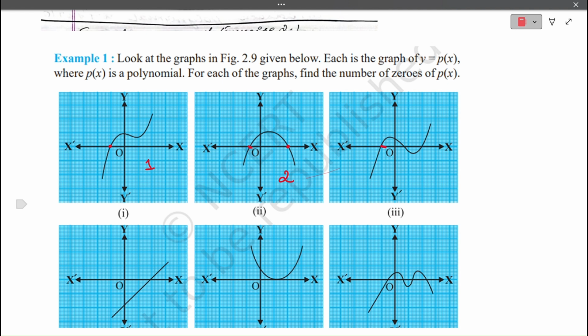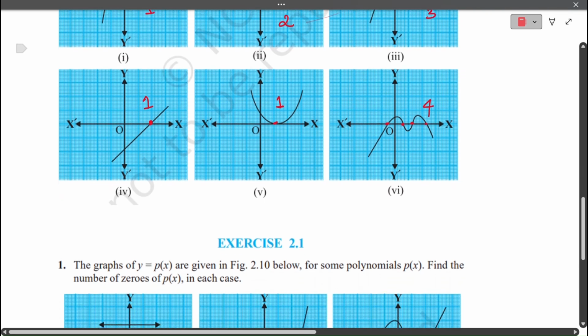It is intersecting at 1, 2 and 3 points. So there are 3 zeros. Here it intersects at 1 point. So 1 point, 1 zero. Here 1, 2, 3 and 4. So there are 4 zeros. Clear? They asked us to find the number of zeros, and we found it by this method. Is it clear? Understood? Okay. Keeping this knowledge, we will go with exercise 2.1.